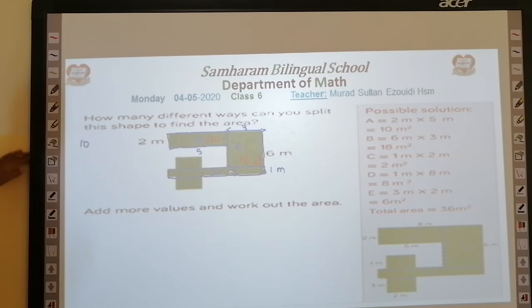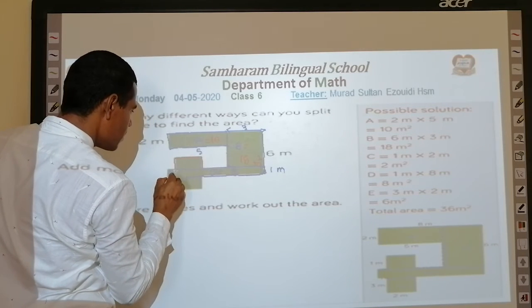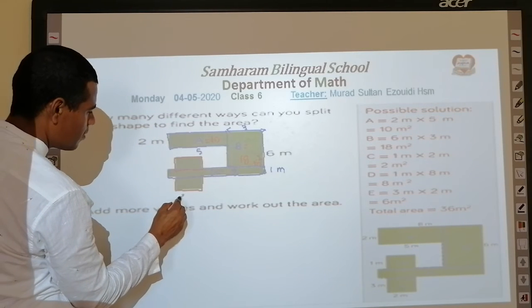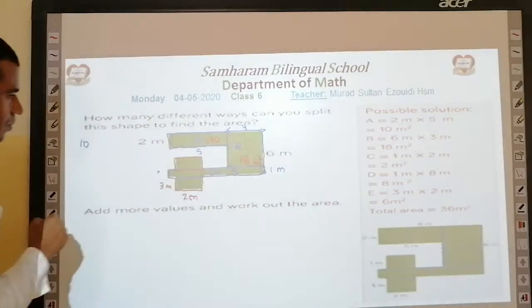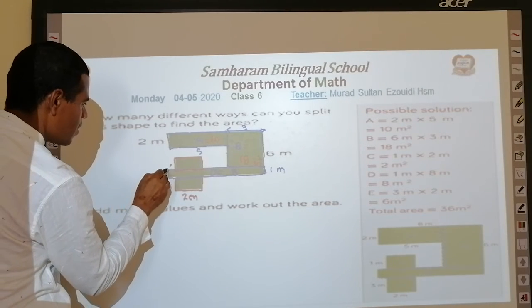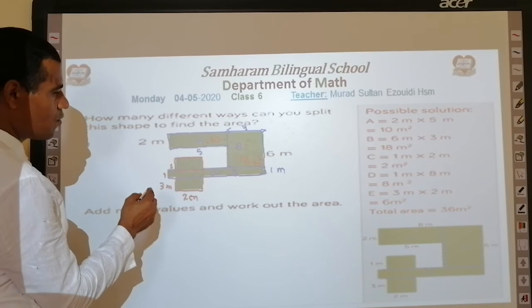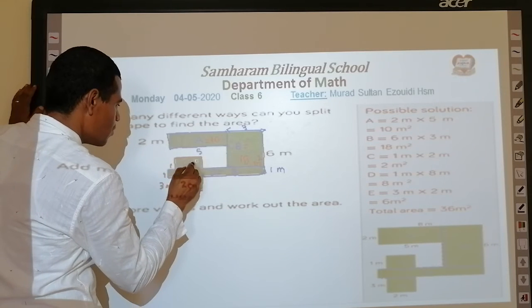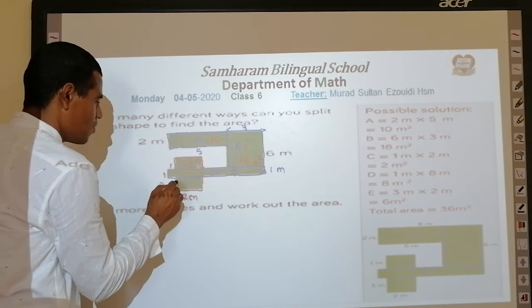Then for C and E, this is C and E. Here we have 2 meter, this is 3 meter, and this is 1, this is 1. So the area of this is what? It is 3 by 2. So the area of C is 1 by 2, which gives us 2. Then the area of E is 3 by 2, which gives 6.